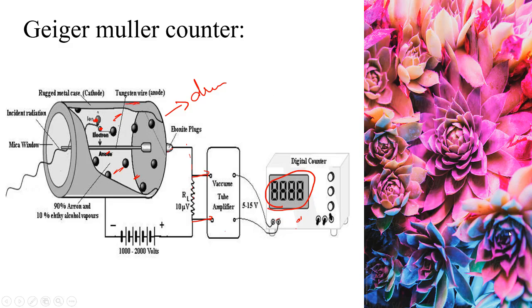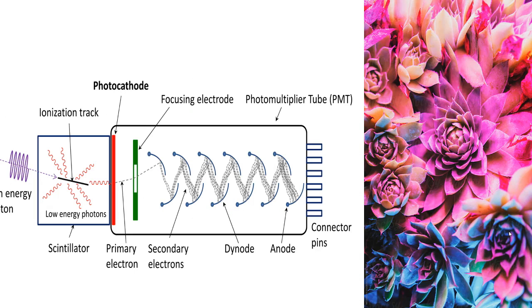Okay, so next let's see the scintillator. So this is the scintillator. The scintillator consists of the main scintillator, a photomultiplier tube, and connectors.